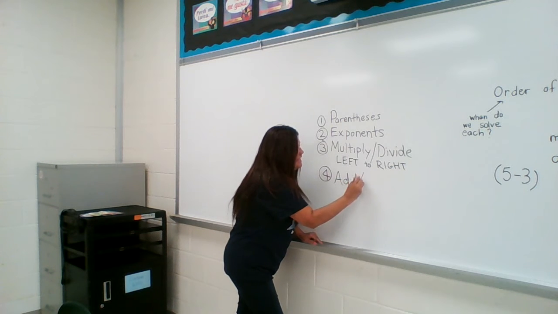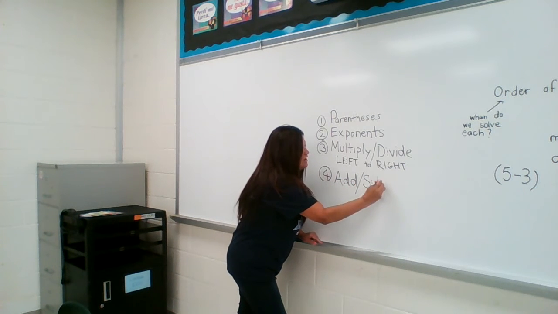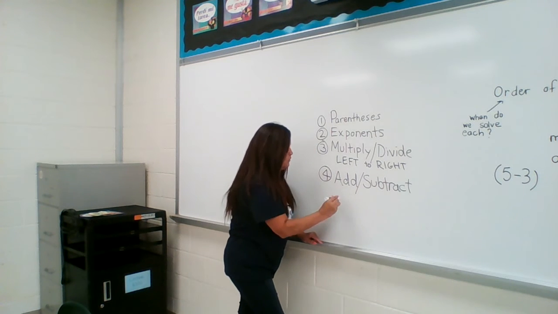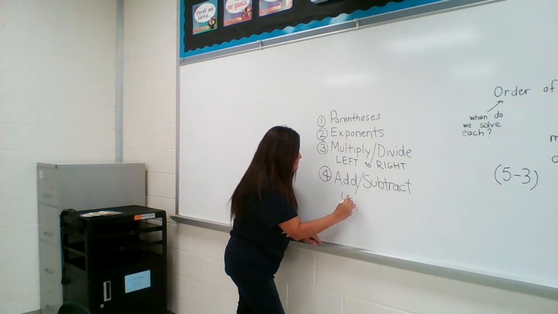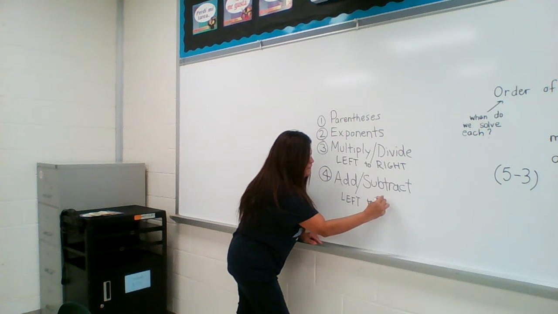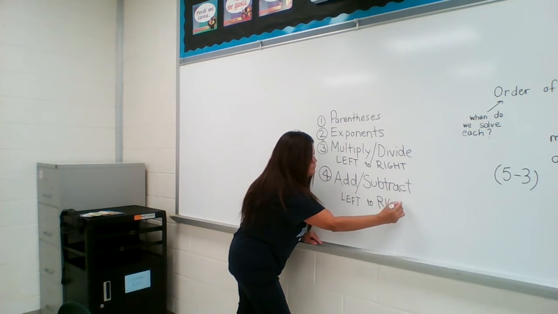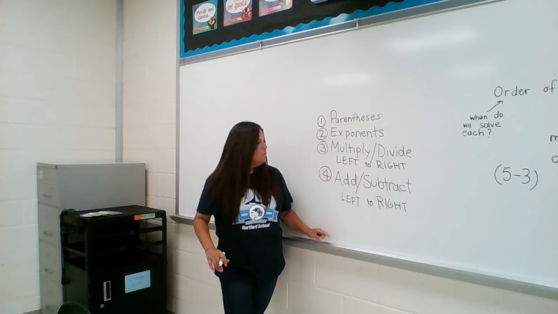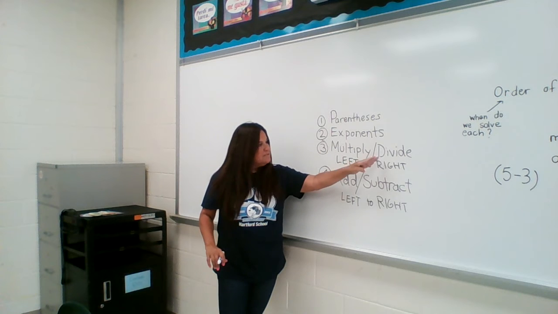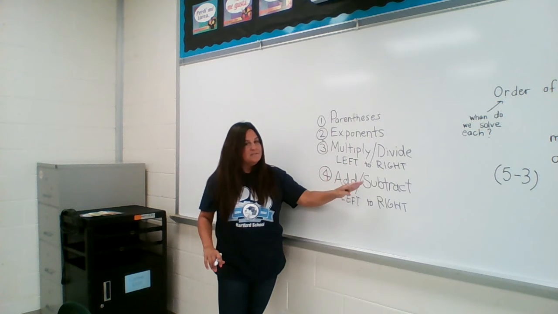We want to add and subtract. Again, addition and subtraction are on that same level. And we want to work left to right, which kind of makes sense. It's what we do when we're reading, right? And whenever we are solving equations, we work from left to right. So parentheses, exponents, multiply, divide, and then add and subtract.